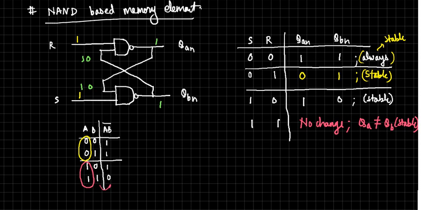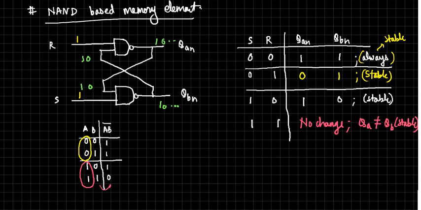1 1. Now tell me the output. 1 1. And they keep shuttling. They keep oscillating between 1 0 and 0 1. So that's not a stable situation, right? That will happen when 1 1 is the input SR and Q and QB are the same. Okay, let me write that.